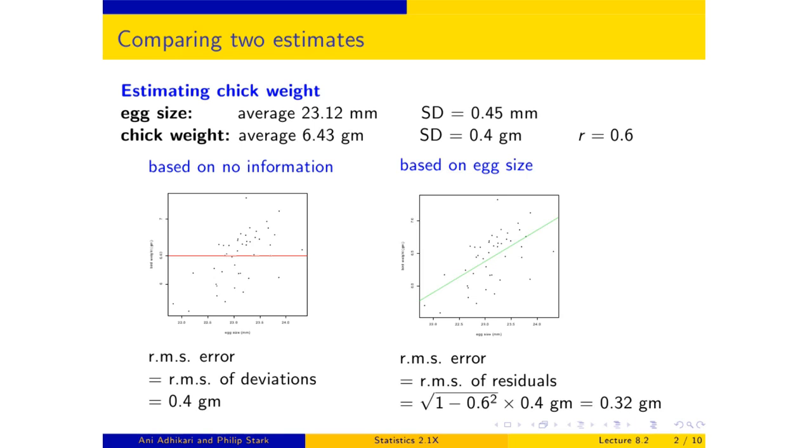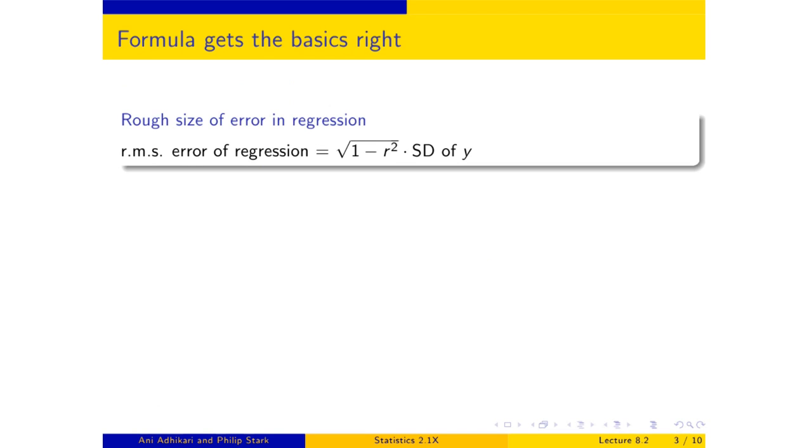So let's take a look at that formula again and see that it makes sense in certain cases where we can guess roughly what the answer should be. That's not the same as proving the formula, but it's reassuring. So what is the formula for? It's to give you a sense of roughly how much error you're making in the regression estimate. And what is the formula exactly? Well, it's root 1 minus r squared times the SD of the thing that you are trying to estimate.